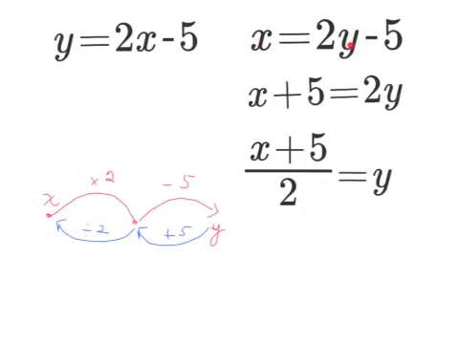algebraically. So for example, you're going to first add 5 to both sides, then you're going to take both sides and divide by 2. Now compare that to the diagram that we just did, where you're going to add 5 and divide by 2.